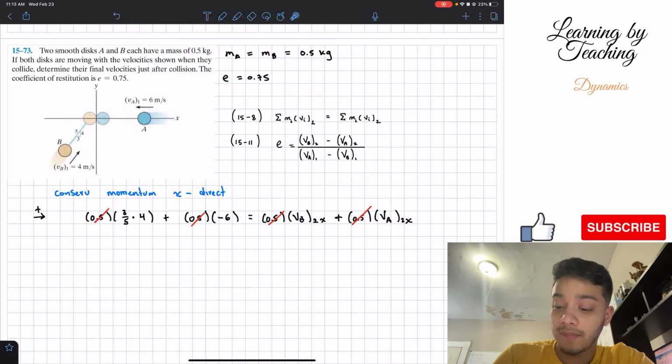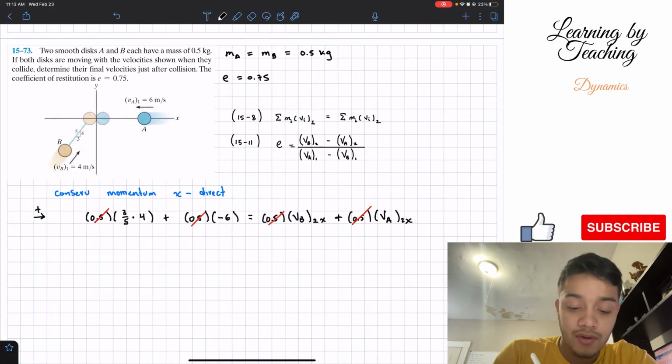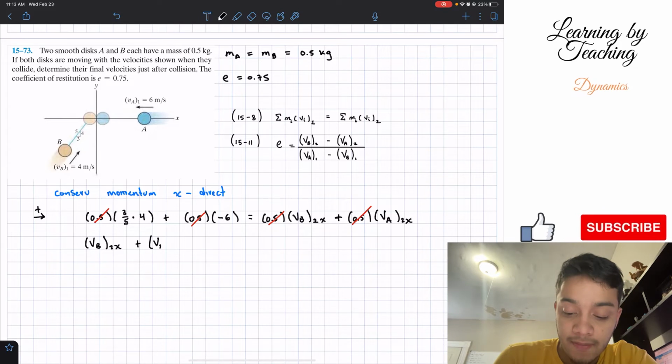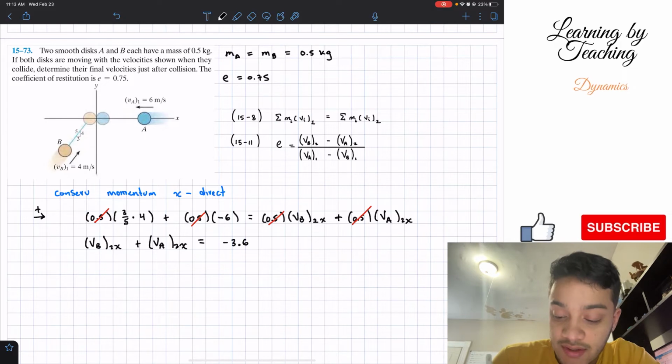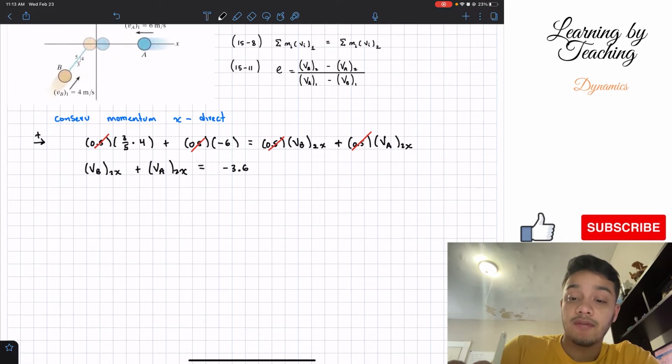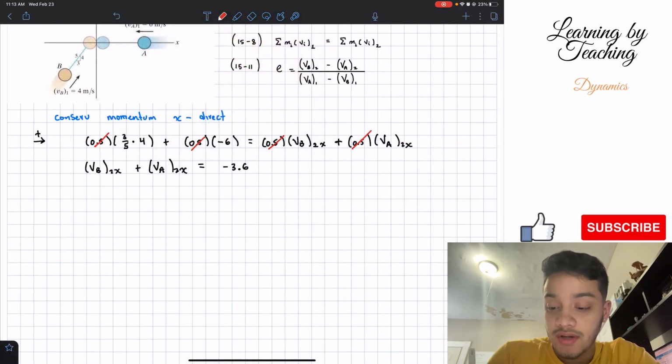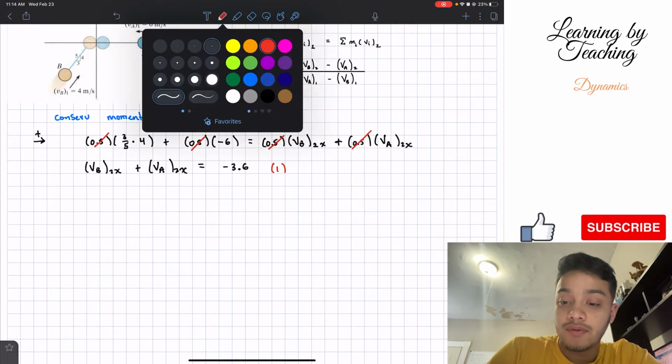I'm going to move my variables to the left side, therefore the velocity of B after the collision in the x direction plus the velocity of A after the collision in the x direction has to be equal to the addition of those two numbers. When we plug this into our calculator, we get a total of -3.6.